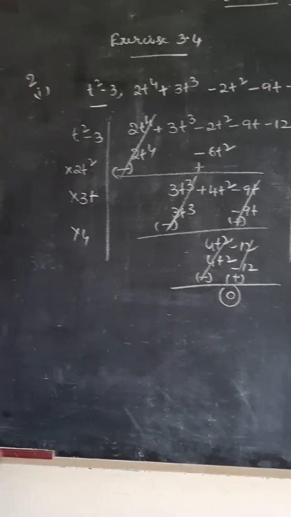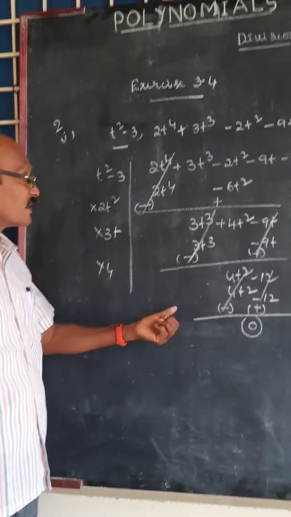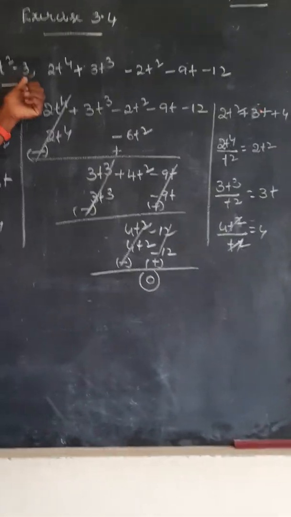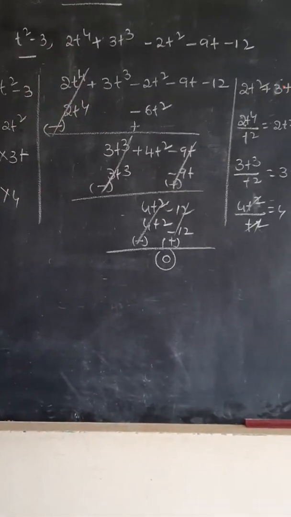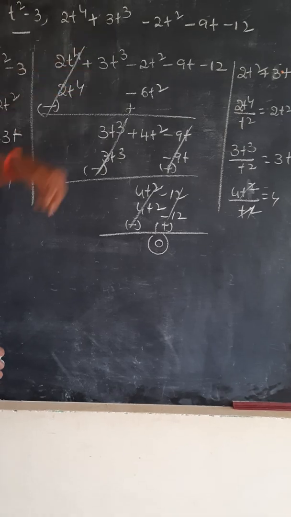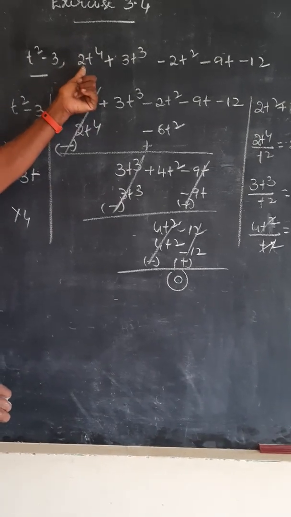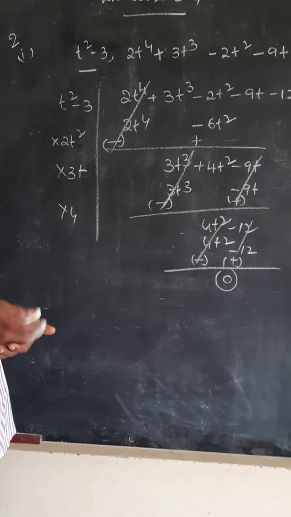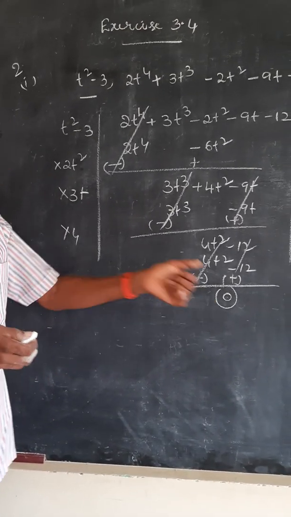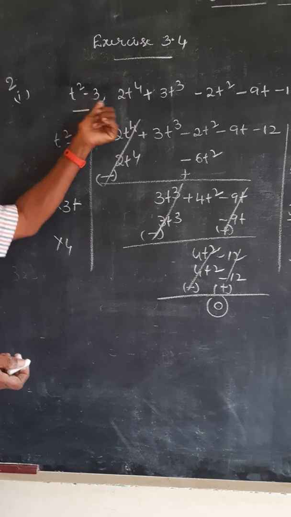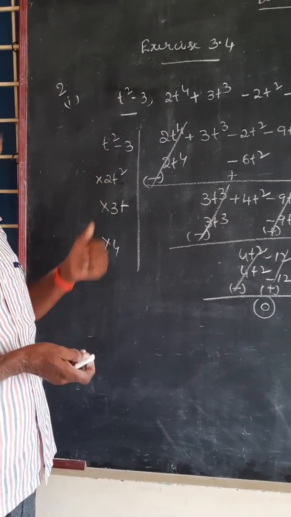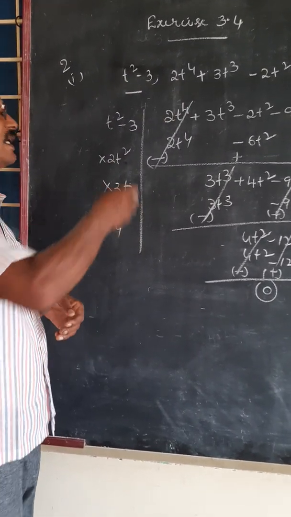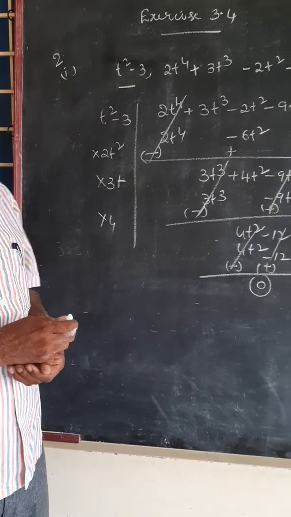The remainder is 0. Wherever the remainder is 0, we will say t square minus 3 is a factor of the second polynomial, and the second polynomial is exactly divisible by t square minus 3. So when we say it is exactly divisible, whenever the remainder is 0, the second polynomial is exactly divisible by t square minus 3, or otherwise t square minus 3 is a factor of the second polynomial.